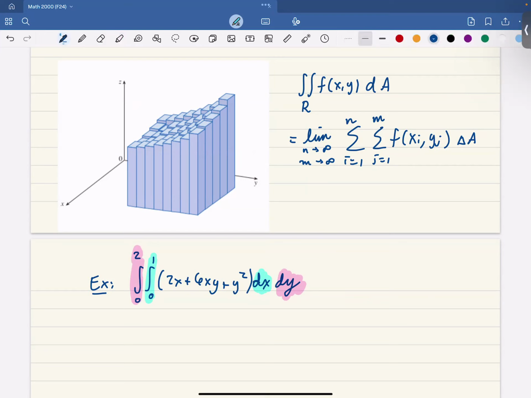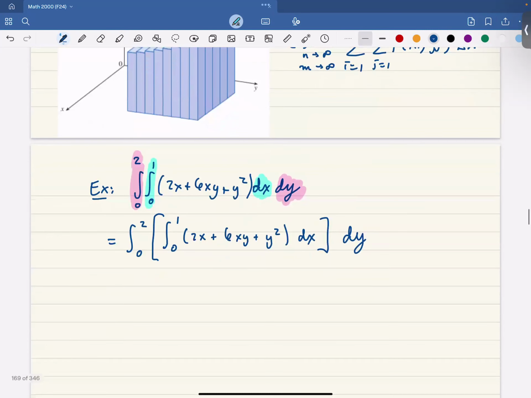But other than that, what we'll do is we'll treat this as what's called an iterated integral. The idea with that is that we're just going to basically put some brackets around the inside integral. So everything will stay the same. So this is 2x plus 6xy plus y squared dx, put some brackets, dy. And then we're going to evaluate the inner integral with respect to x, treating y as a constant. Okay, so we're back to the partial differentiation thing of treating y as a constant.